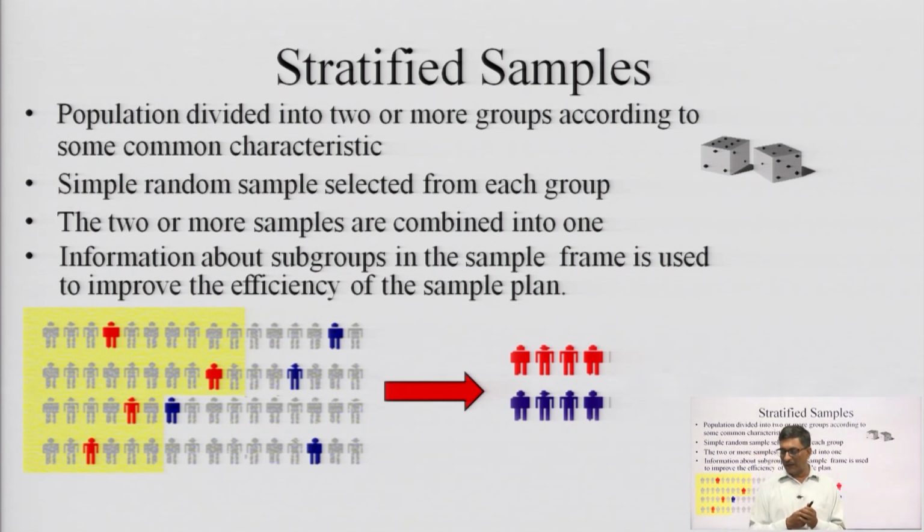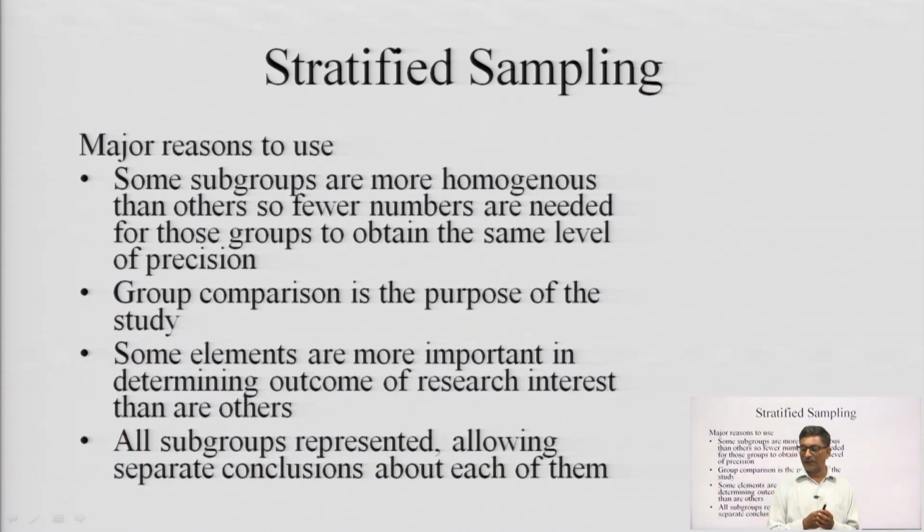The main advantage is important for stratified sampling. The information about subgroups in the sample frame is used to improve the efficiency of the sample plan. The major reason to use stratified sampling is that some subgroups are more homogeneous than others, so fewer numbers are needed for those groups to obtain the same level of precision. Group comparison is the purpose of the study. Some subgroups are more important in determining the outcome of research interest than others. All this allows separate conclusions about each of them.